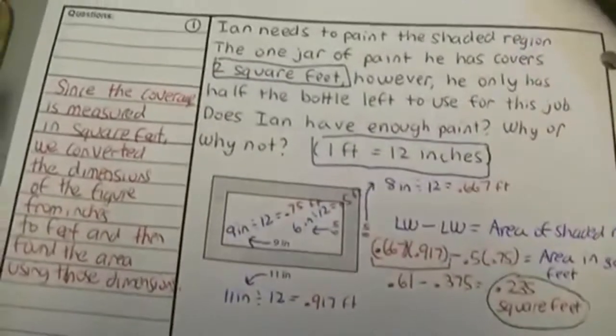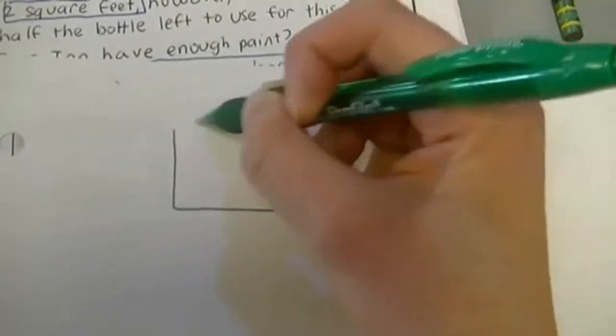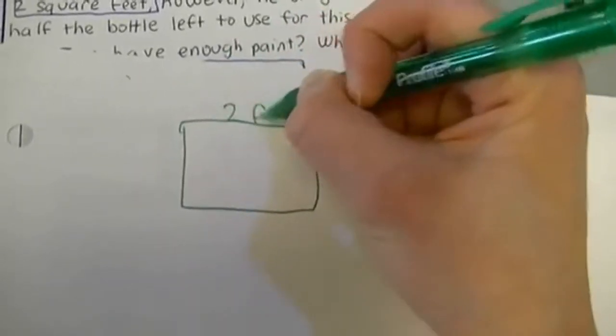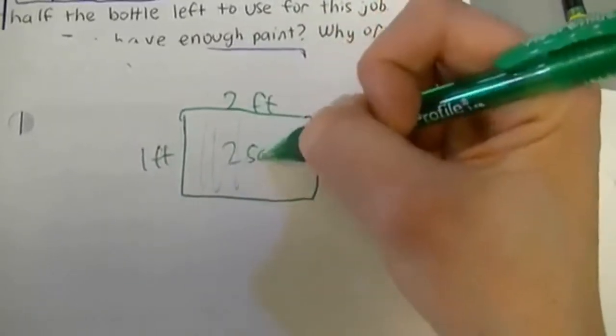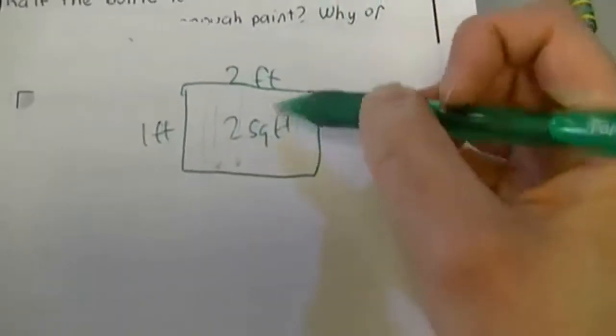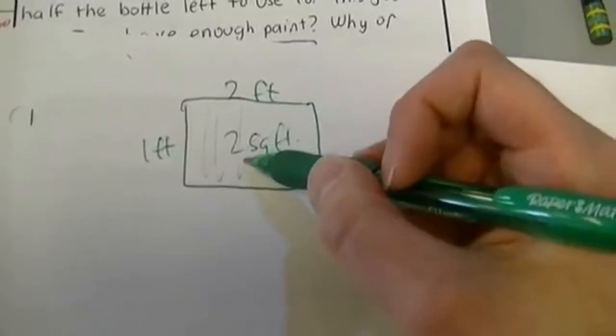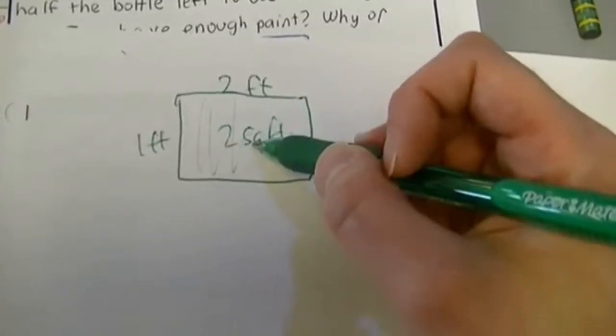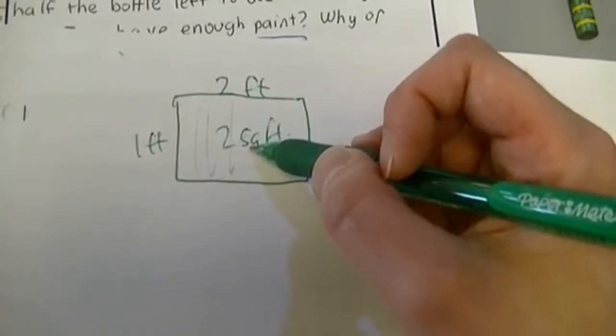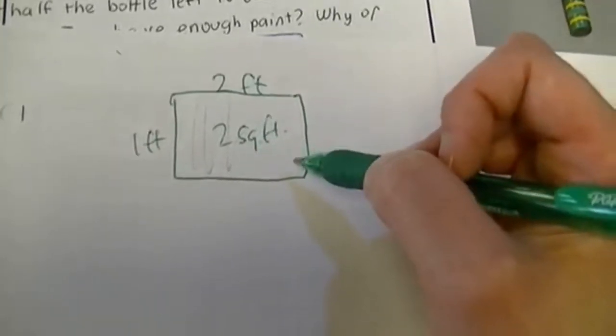Here's how I pictured it. The way it currently covers right now, it's 2 square feet. So it would cover like 2 feet this way, 1 foot this way. So it would cover right here. This area is 2 square feet, okay? But he's only got half the bottle, and you would think that half the bottle would cover half of that area. So I'm assuming it would cover 1 square foot.